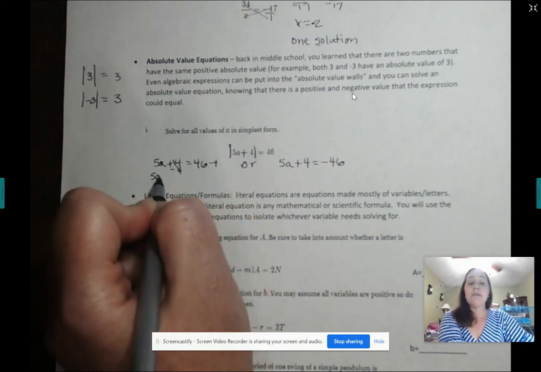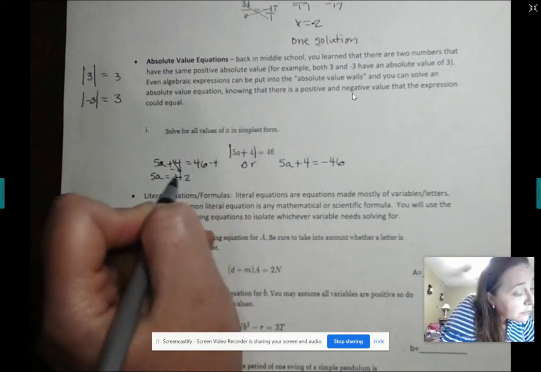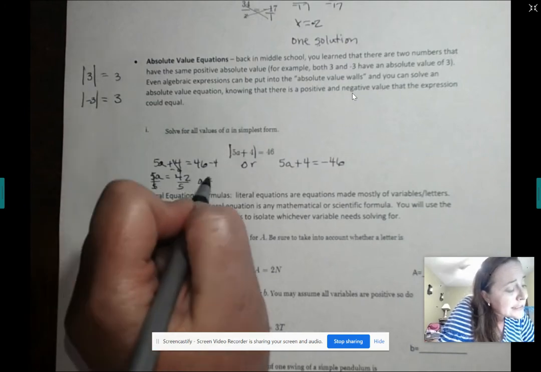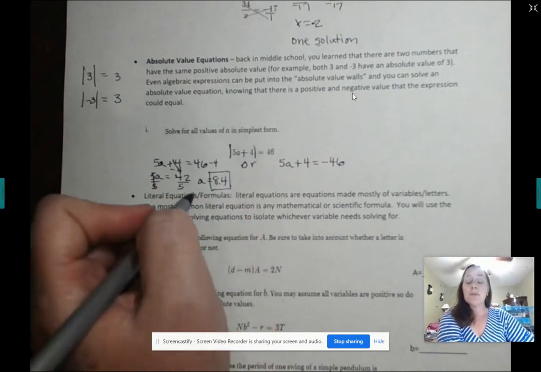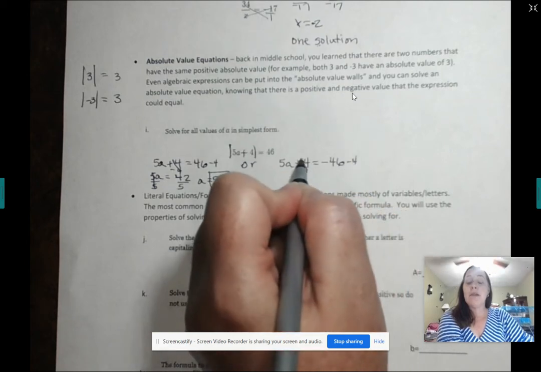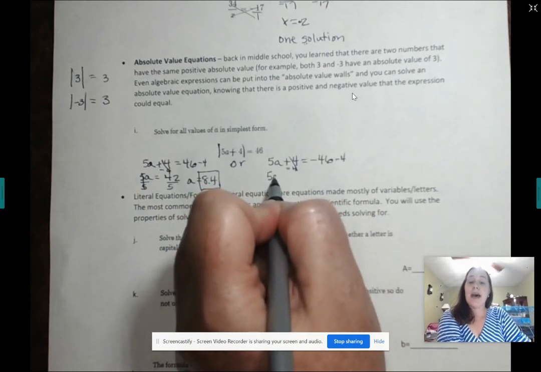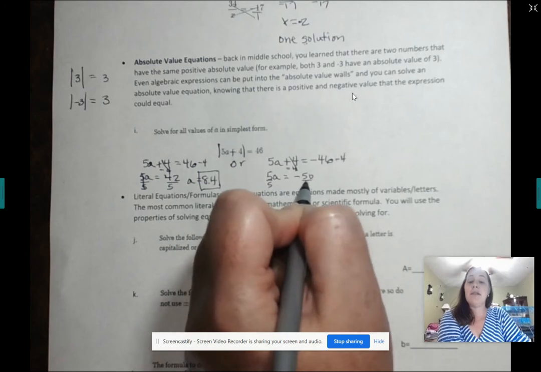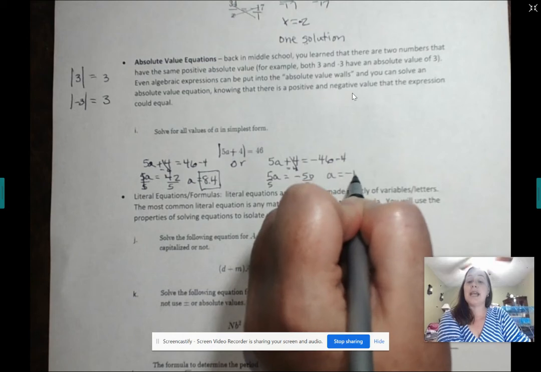So this one, 46 minus 4 would be 42, and divided by 5, I believe that gets us 8.4. So you could type in 8.4. Then you also need to consider the solution where it would create a negative 46 in here. So if we solve that, we get negative 50 on that side divided by 5. And you're going to divide by 5, you would get that A equals negative 10.